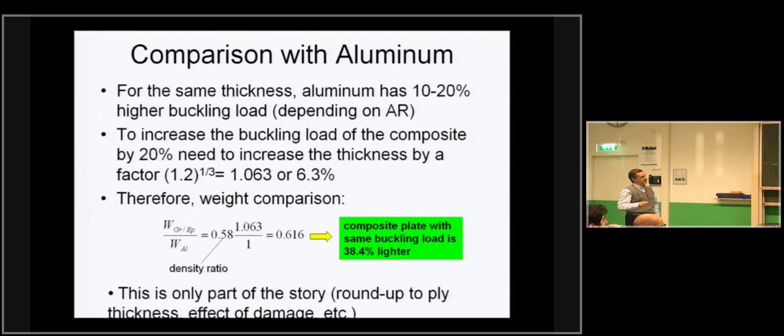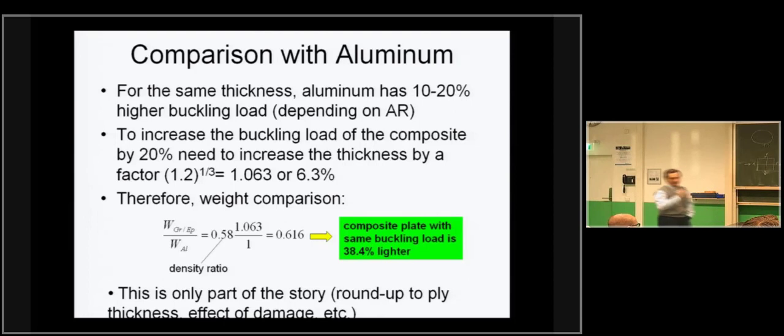So I say I need to increase the thickness of my composite by a factor of 1.2 to the 1/3. And that is 1.063, or I need to increase it by 6.3%. So we'll stop here, but first you'll have to tell me why. How did I come up with this? I say I want the composite, which had 20% lower buckling load, to have a thickness that is given by this quantity, 1.2 to the 1/3. So you expert engineers, how did I get it?